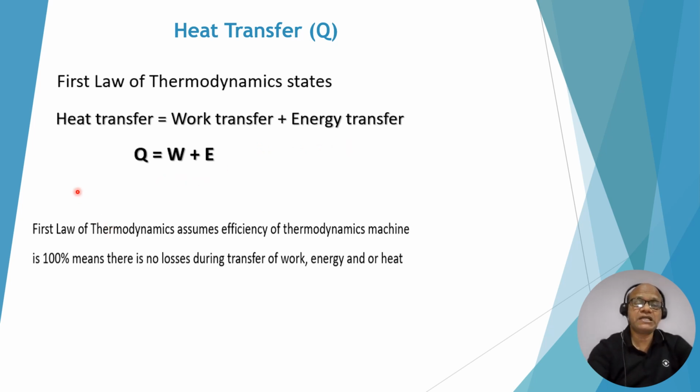But the most important assumption for the first law of thermodynamics is that the efficiency of the thermodynamic machine is 100%. That means the process is ideal. There are no losses during the transfer of work, energy, or heat. With that assumption, as per the first law, heat transfer is equal to work transfer plus energy transfer.